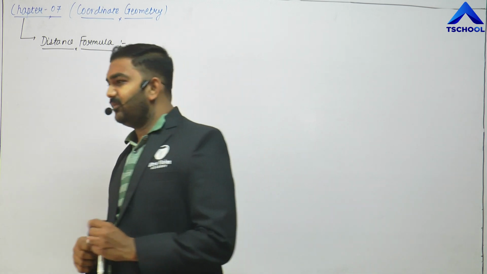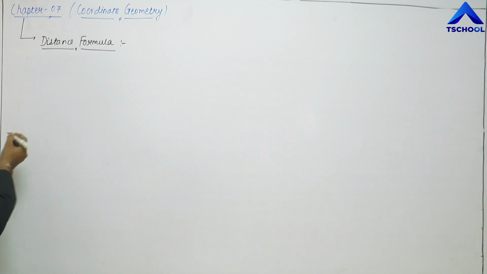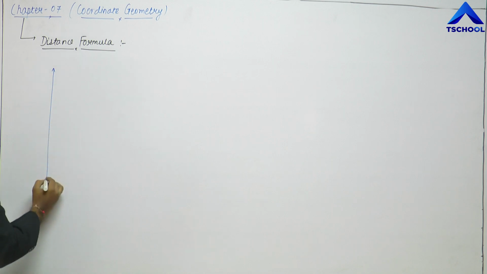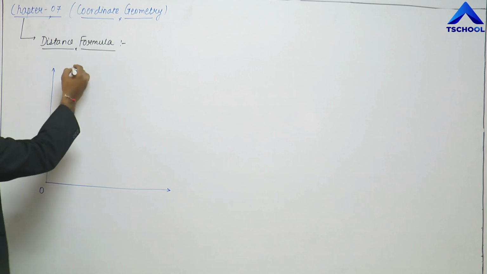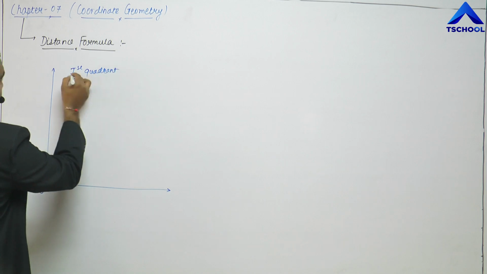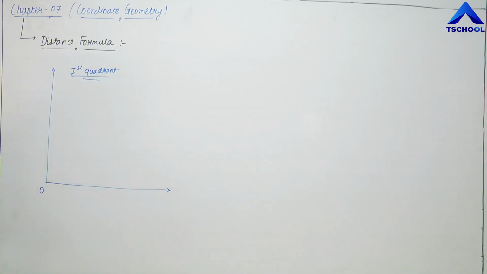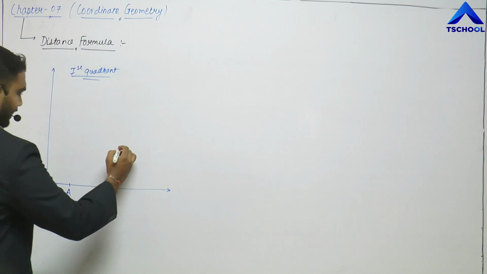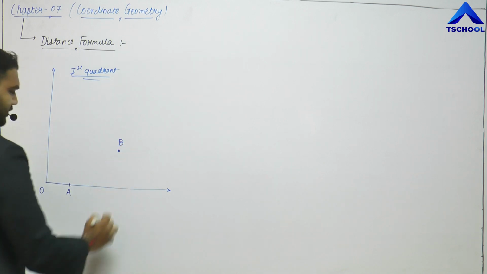So let us start with the basic thing. Suppose we are showing a situation on a graph with the origin, only the first quadrant. Right now we are only taking the example of the first quadrant. There are two towns located: one at point A and the other at point B.